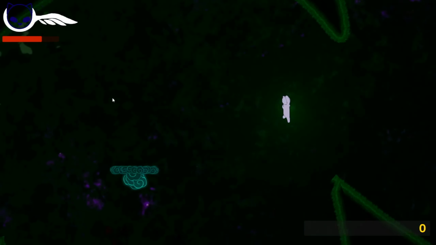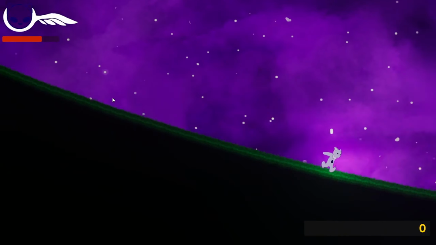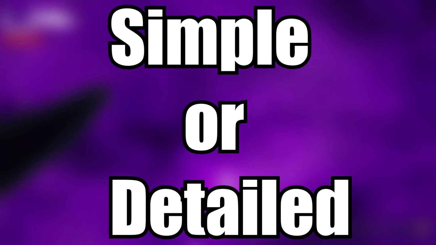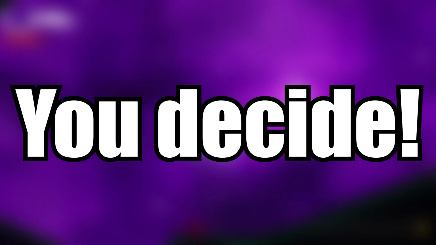As I'm recording this, I'm making a decision between 2 art styles. Very simple or very detailed. So now I'm asking you guys, what do you prefer? Let us know in the comments below.